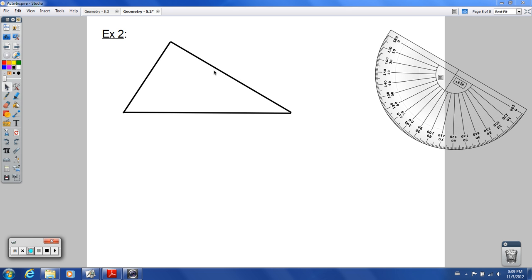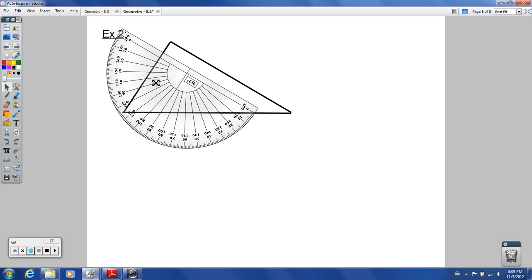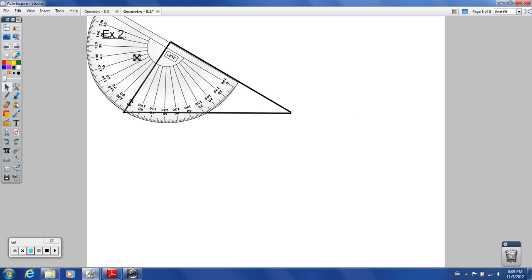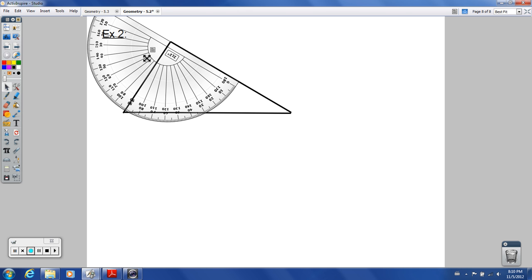So take out your tools, keep those tools out, and we're going to find the angle bisector of each angle right here. Your angles may be a little bit different than mine. This one, though, should be the same. This one was 90 on mine. It should be 90 on yours. What's half of 90? That's 45. So I should have a degree measure of 45 right out here.